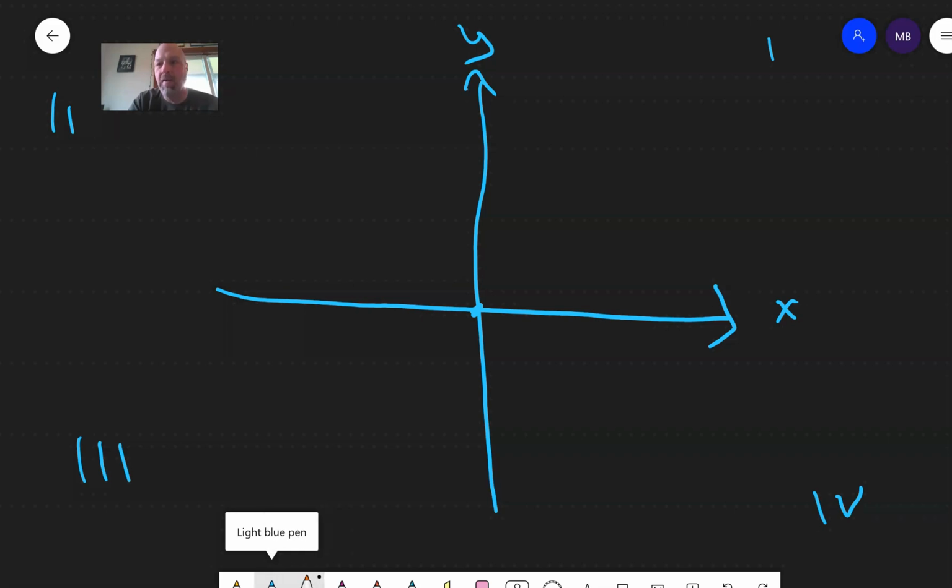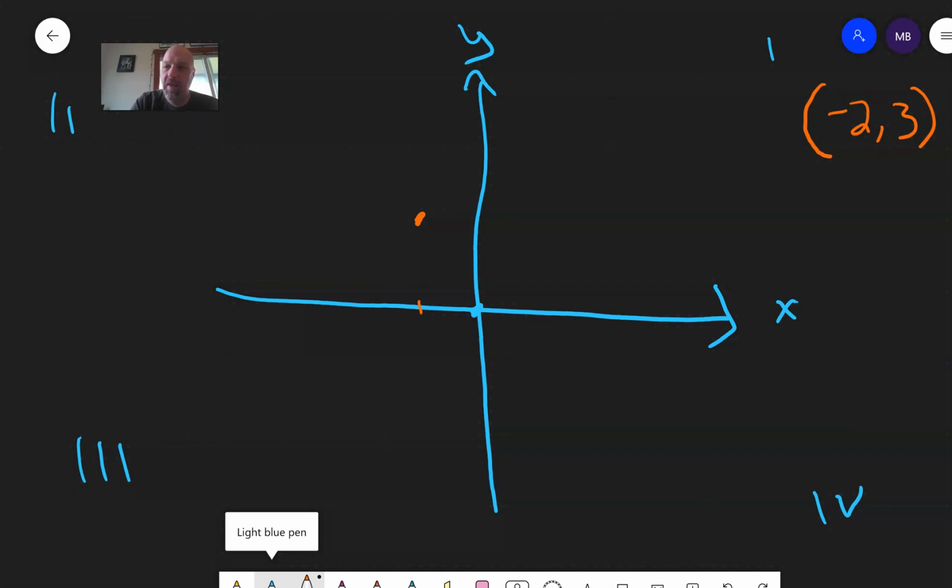So if I have a pair like -2, 3. What quadrant is that going to be? Well, the x comes before the y. Remember, x, y, z. So I'm going to come -2 over here and then up 3. So that would be in quadrant 2.